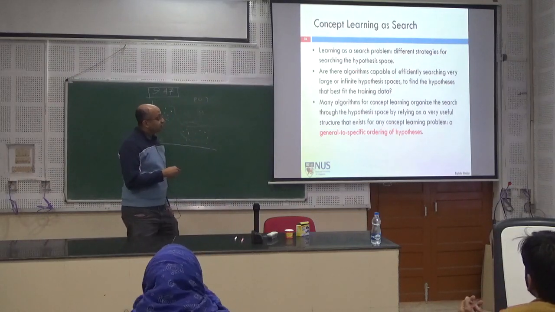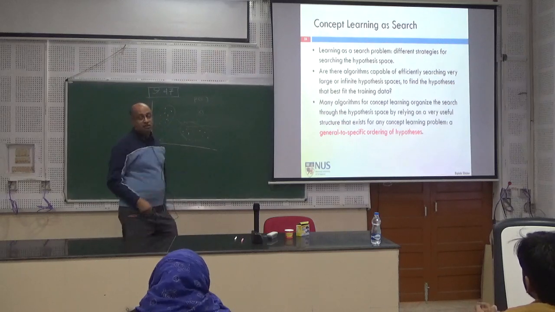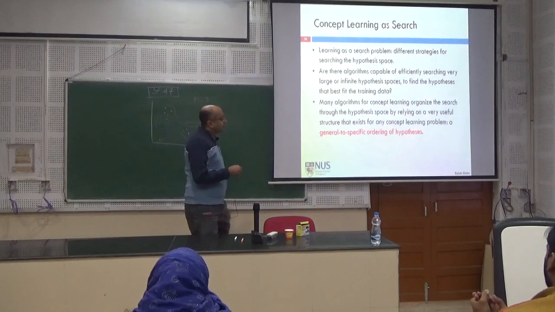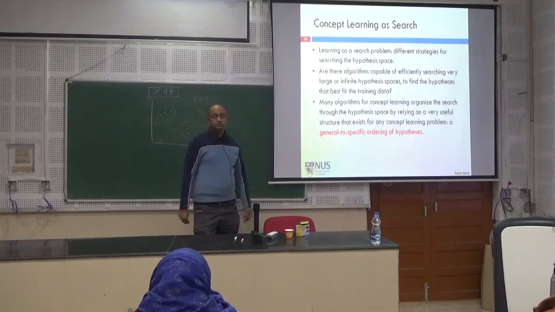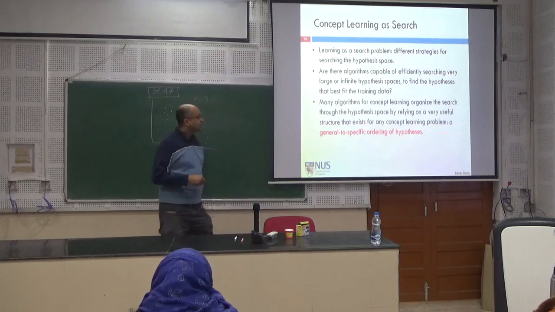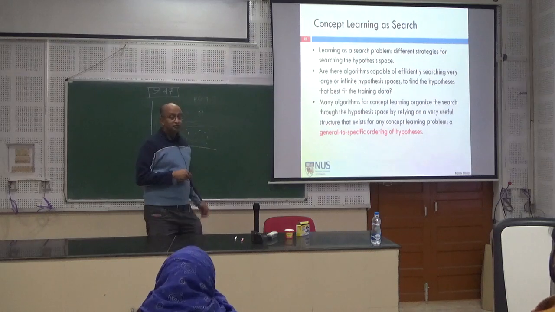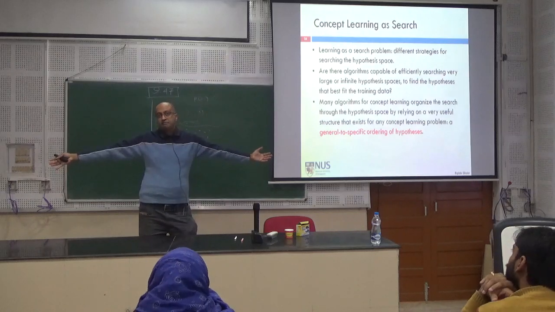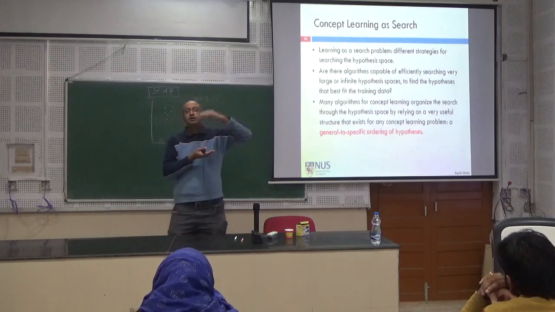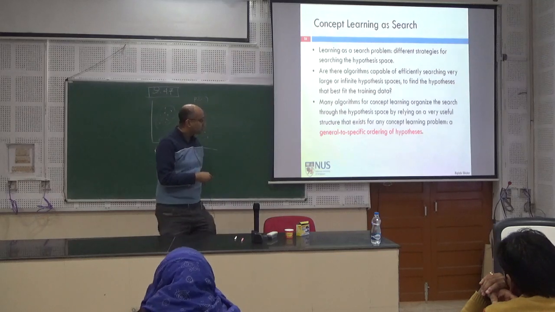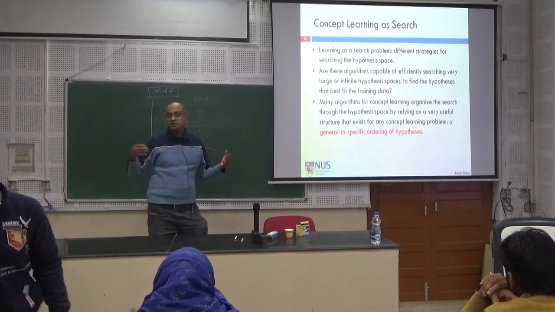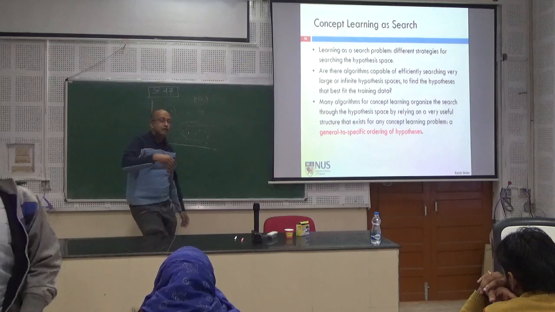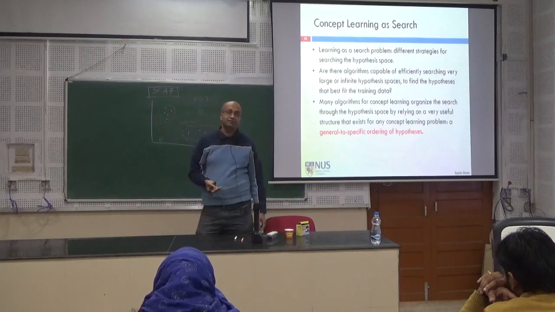Especially when the hypothesis space is very large or even infinite in some cases, what's the best way to figure it out? There are many algorithms for searching through the hypothesis space. We'll look at some basic ones. We will use a particular structure of hypothesis. We have the whole space of hypotheses, but usually we can find some relationship between them, and that relationship is general to specific ordering. I'll show how that helps make the search process more efficient.